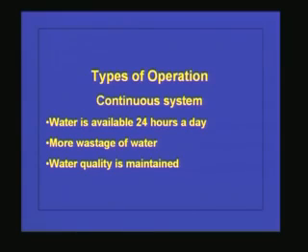Then in a water distribution system, you have two different types of operations. They are continuous systems and intermittent systems. In a continuous system, the water is available 24 hours a day. That is the one which all the consumers would love to have, if we have enough water that we can supply, and if we can supply at the desired pressure.